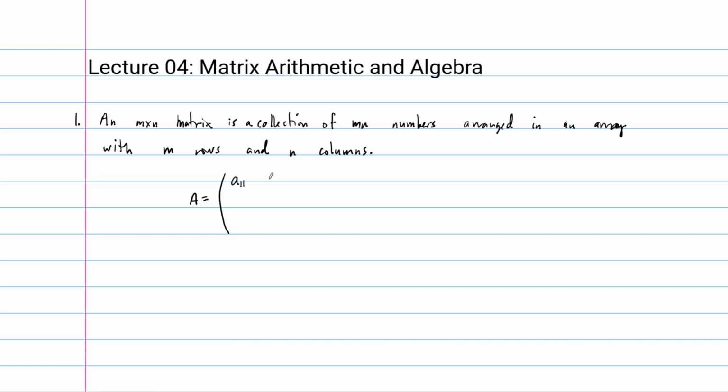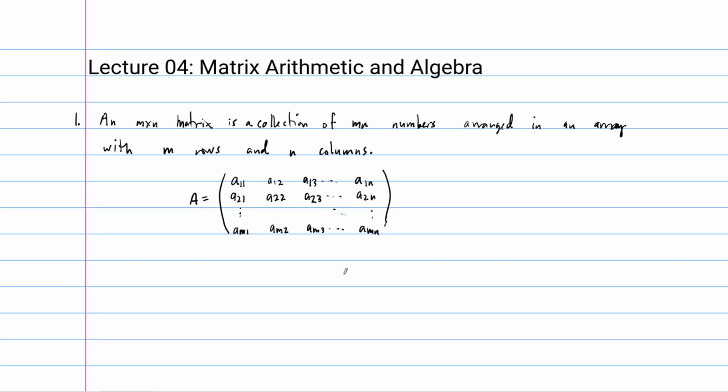So the entries will be A11, A12, A13, all the way up to A1n in the first row. Okay, so there are n entries in the first row. Then we go to the next row, and the entries are A21, A22, A23, all the way over to A2n. And this continues down through the mth row. So the last row of this matrix will be Am1, Am2, Am3, through Amn. All right, and again, all of these a's are real numbers.